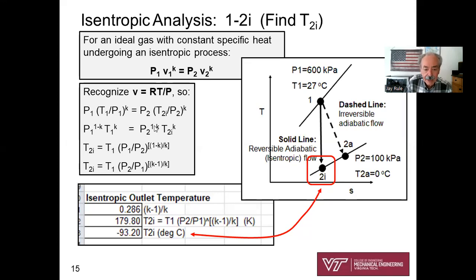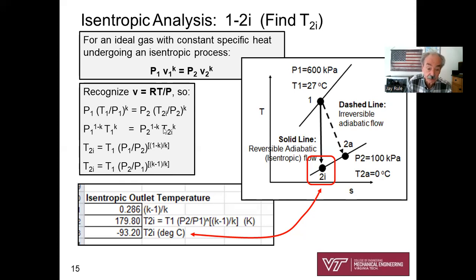All right. And so now I'm not going to drag you through the algebra of this relationship, but here's where we started. P1 V1 to the K is P2 V2 to the K. And as long as you're satisfactory in algebra, you can show that T2 isentropic is equal to T1 times P2 over P1 quantity to the K minus 1 over K. All right. And so you could consider that a formula that you may wish to put on your formula sheet.